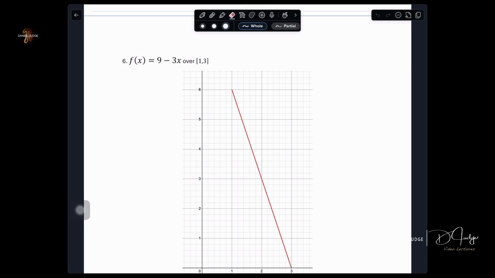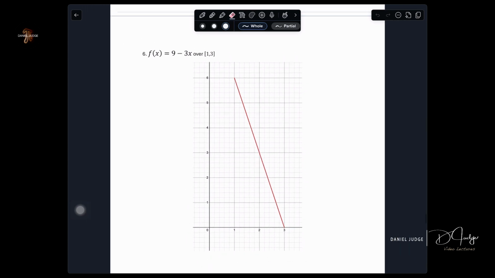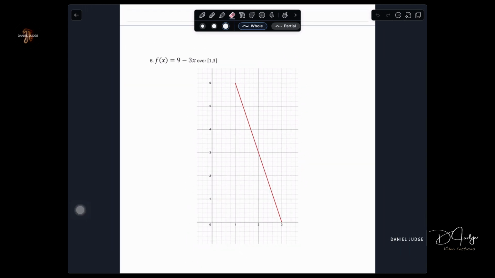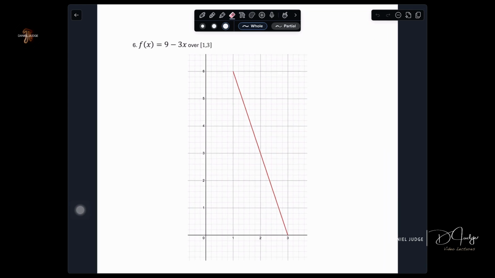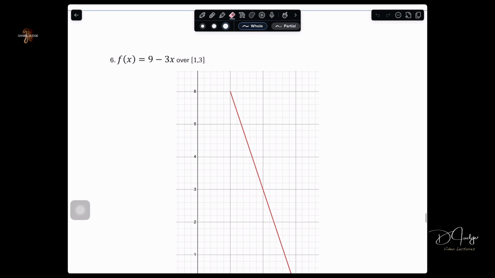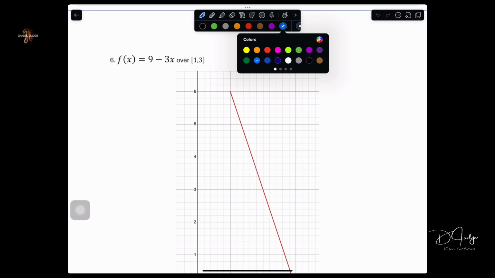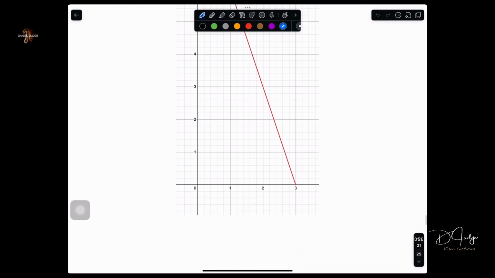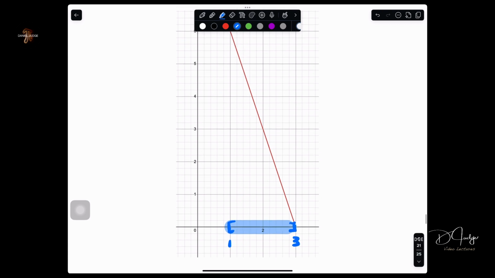Okay, we're going to continue here with the arc length questions. So what we have here is question number 6. We've got to find the arc length of this curve over the interval from 1 to 3. So over here, x is 1. Over this particular interval, x is 3.